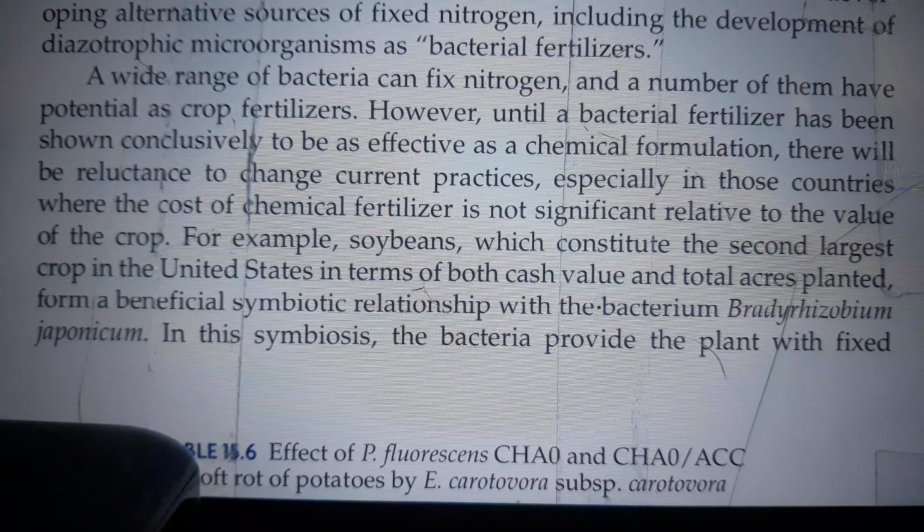A wide range of bacteria can fix nitrogen, and a number of them have potential as crop fertilizers. However, until a bacterial fertilizer has been shown conclusively to be as effective as a chemical formulation, there will be reluctance to change current practice, especially in those countries where the cost of chemical fertilizer is not significant relative to the value of the crop.